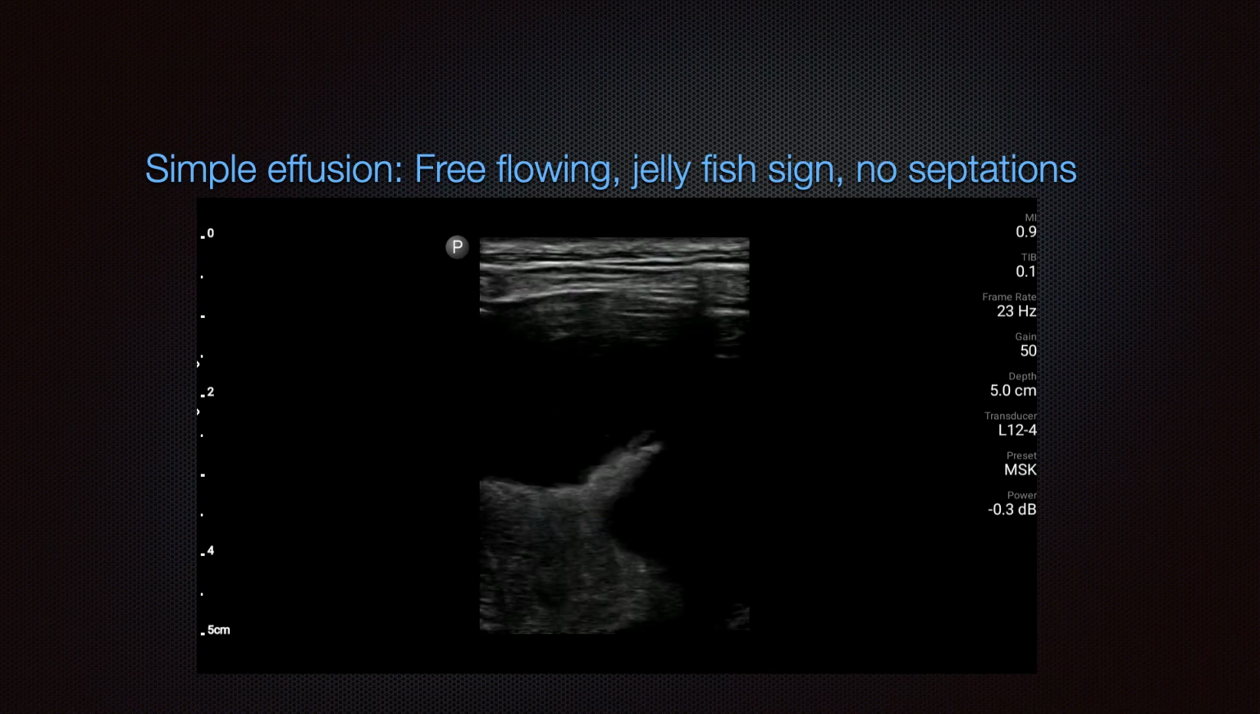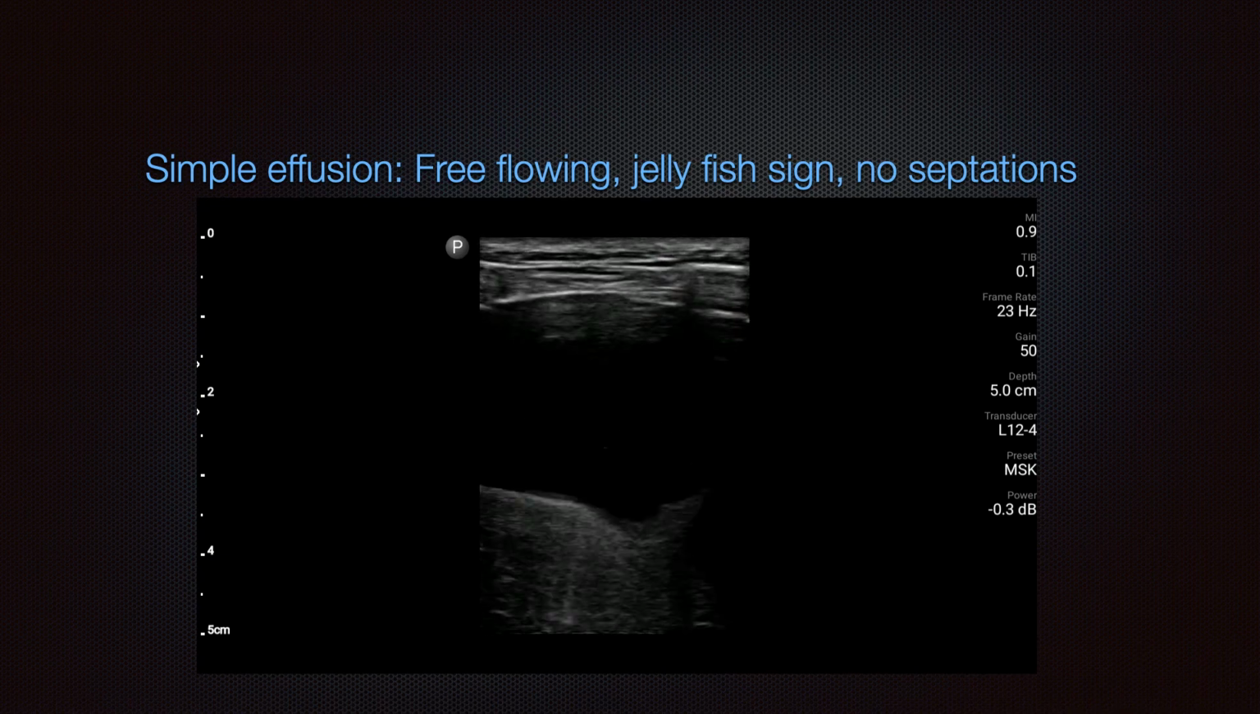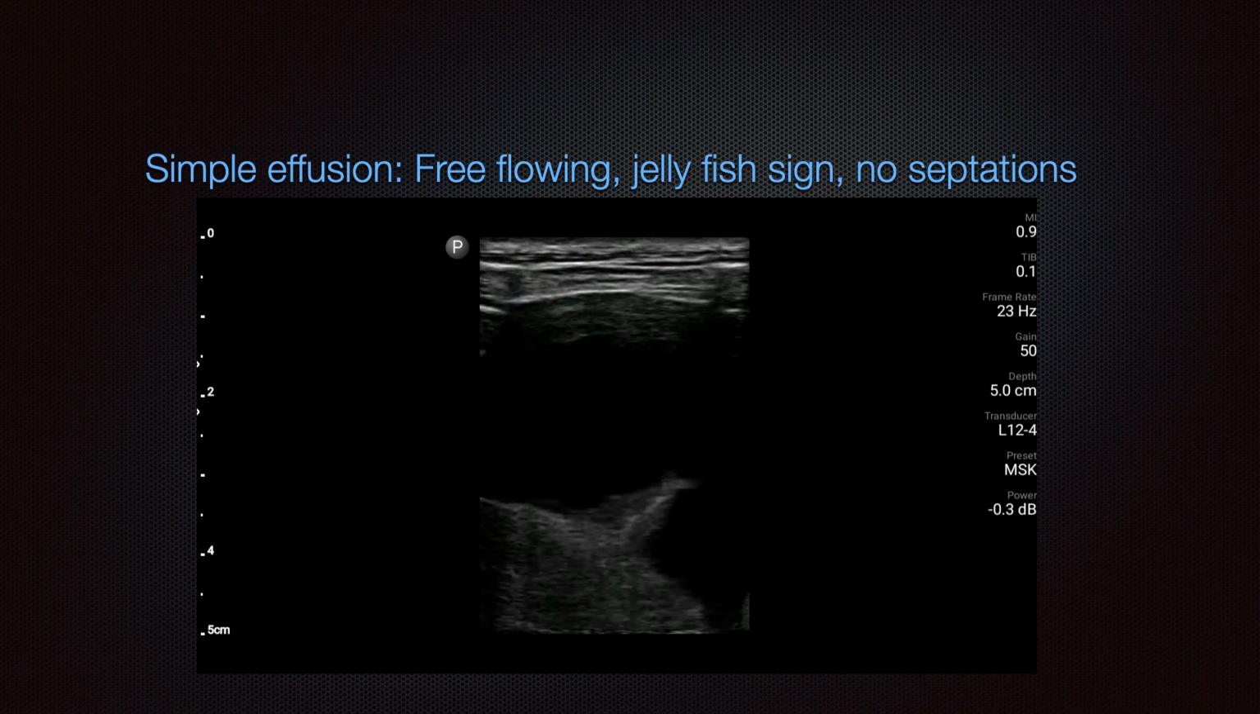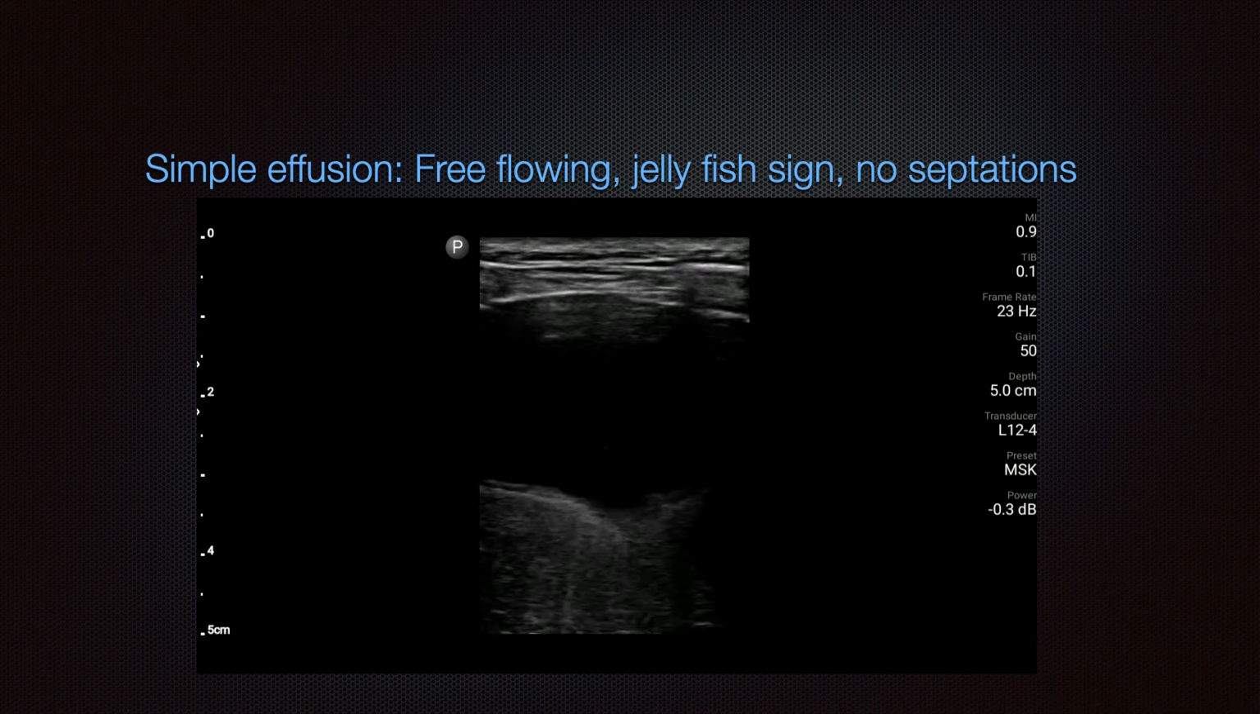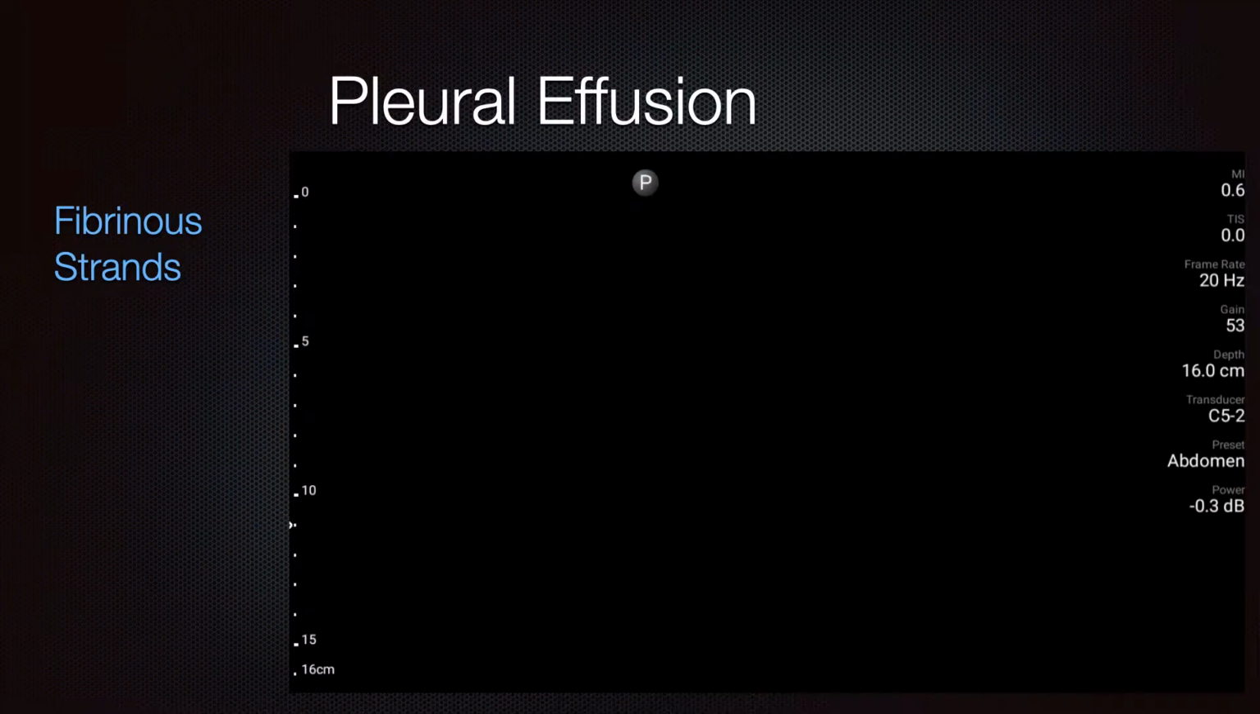So here's again an example of a simple effusion with compressed atelectasis here, fluid around it, the jellyfish sign. The diaphragm would be down in this region, and this is the chest wall.